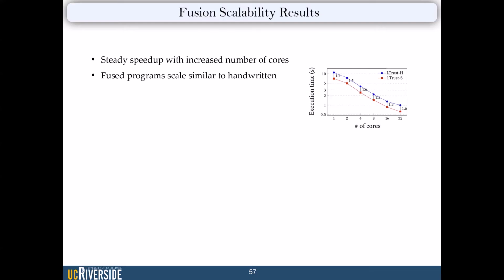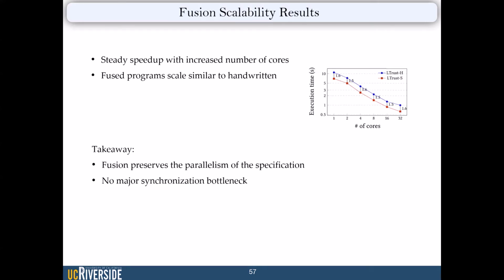Finally, after studying the scalability of the fused programs in the LiveGraph framework with an increasing number of cores, we observed that the speedup with respect to the handwritten programs remained steady, and the fused programs scale similar to the handwritten ones. In conclusion, fusion preserves the parallelism of the specification and does not rely on major synchronization bottlenecks such as locks.